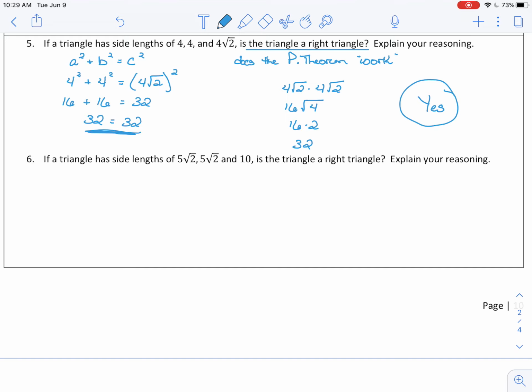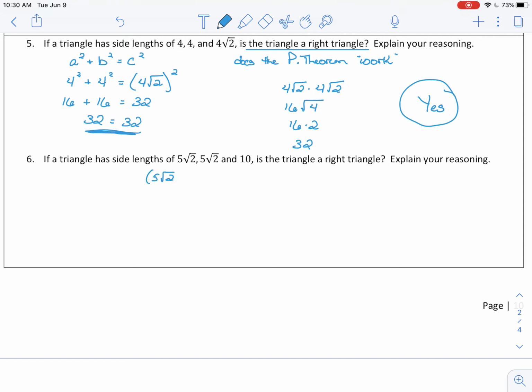So number 6 is really similar. I have these side lengths. Does the Pythagorean theorem work? So if I ask what number is bigger, 5 root 2, 5 root 2, or 10, well then clearly 10 is going to have to be the biggest because 5 root 2 and 5 root 2 are the exact same number. Specifically, if I put that in my calculator, I'm going to get 7.07 for these two, and 10. So the 10 is the biggest number. So the 10 goes in for c.